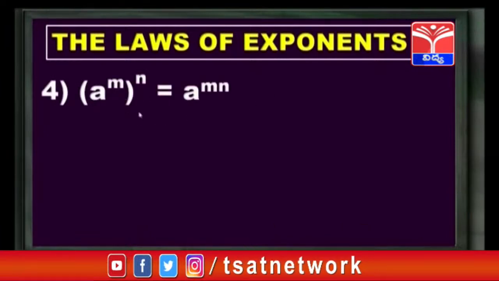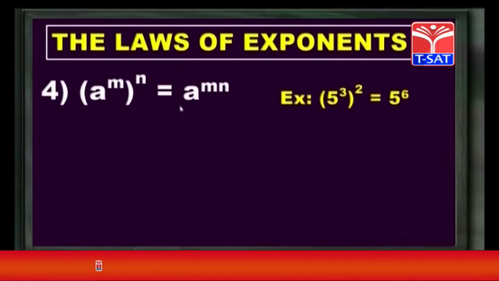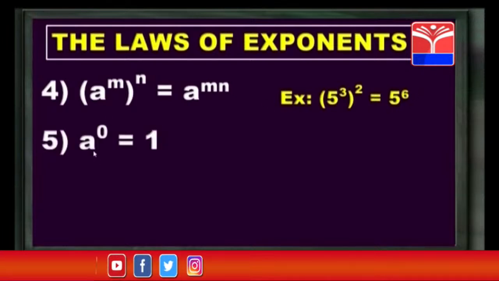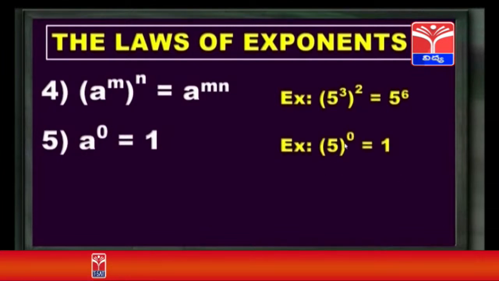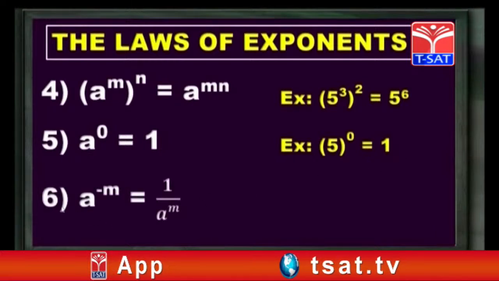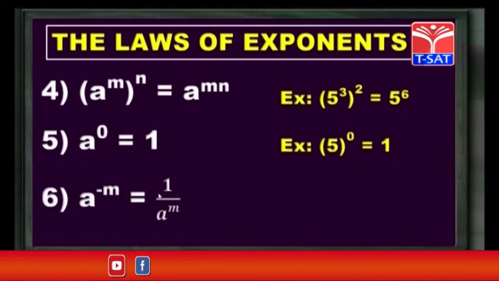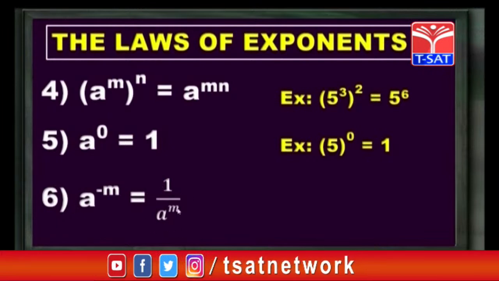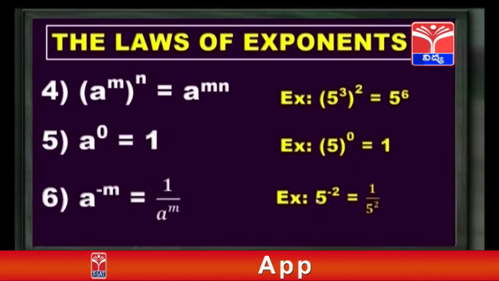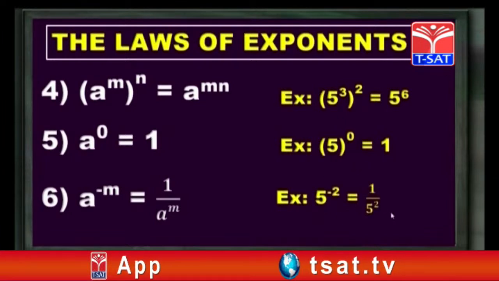Fourth formula: (a^m)^n is equal to a^(m times n). For example, (5^3)^2 is equal to 5^(3 times 2), which becomes 5^6. And also a^0 is equal to 1. For example, 5^0 is equal to 1. And the sixth one: a^(-m) is equal to 1 by a^m. If the minus is there in the power, it will come into the denominator. The example is 5^(-2), which you can write as 1 by 5 squared.